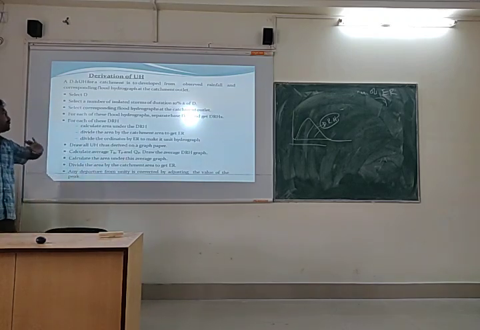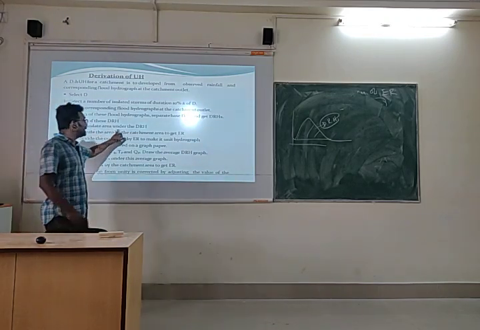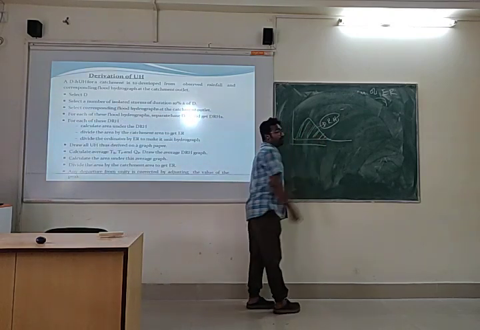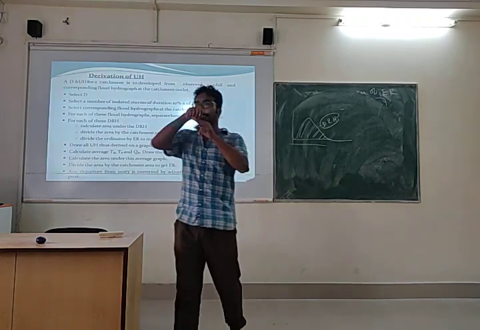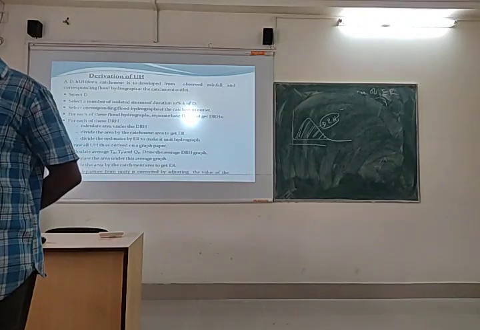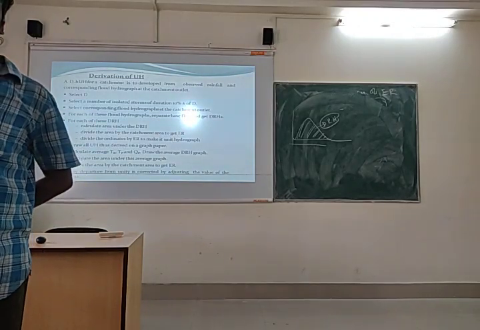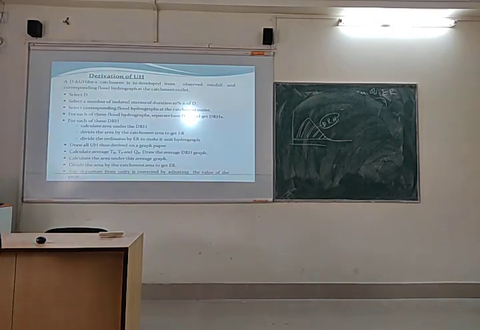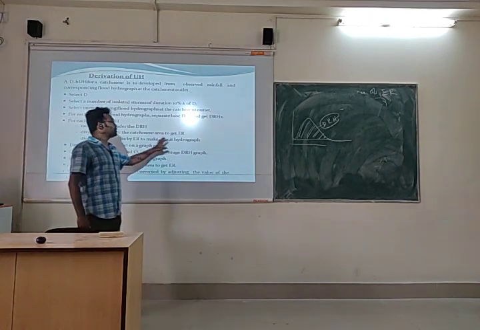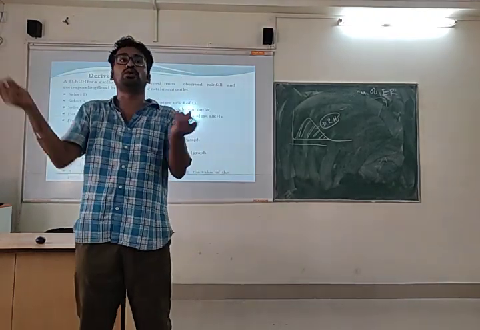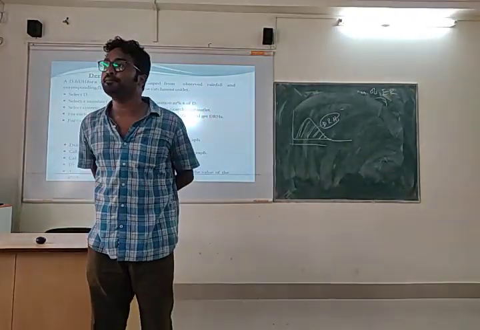So for each of these hydrographs, first of all calculate the area under the hydrograph. If you find out the area under the direct runoff hydrograph for each and every precipitation, what will you get? That will be the volume of the direct runoff, right? Volume of the direct runoff. Now divide the area by the catchment area. If you divide the total volume by the catchment area, what will you get?